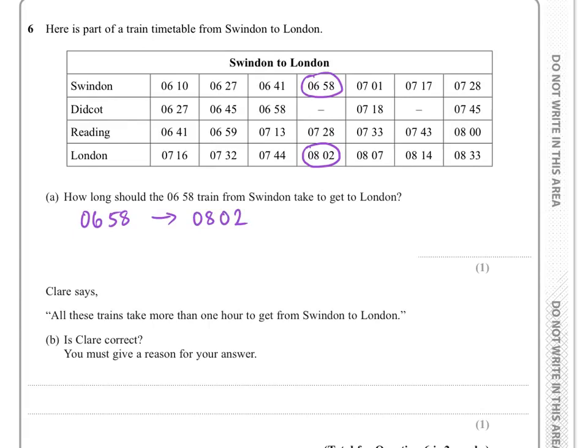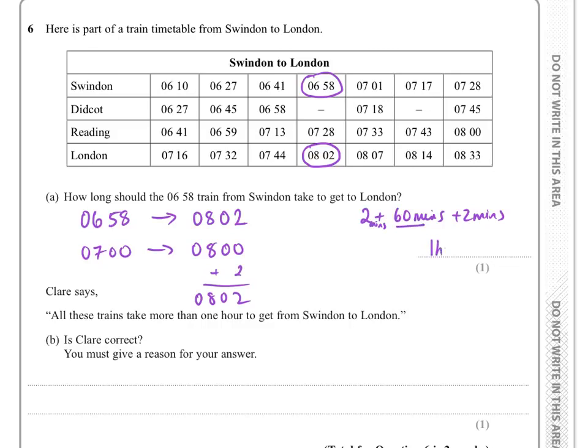So to get to 7 o'clock, well, that's 2 minutes. And then to get to 8, that's another hour, so that's another 60 minutes. So I can make this in minutes here. And then we've got another 2 to get to 08:02. So if we want it in hours and minutes, then we can say there's 1 hour here and then 24 minutes. So that would be my answer.